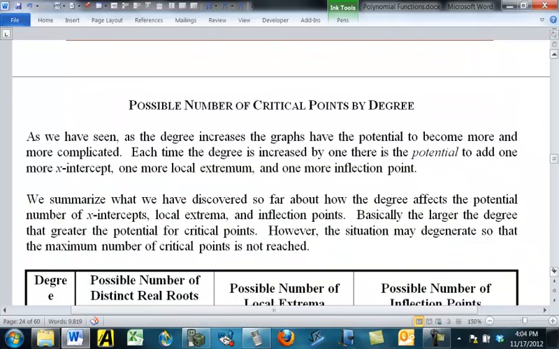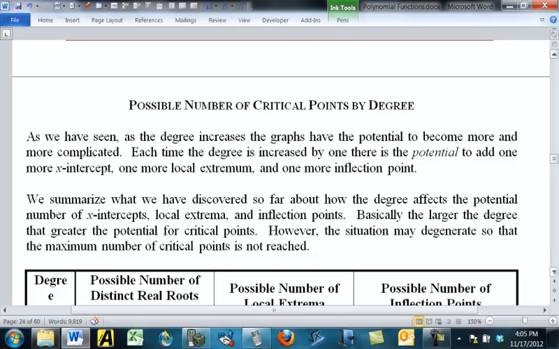So every time the degree increases by 1, the graphs have the potential to become more complicated, but they don't have to be. I mean, x to the 17th power is really not any more complicated than x to the 3rd power. Y equals x to the 17th, y equals x to the 3rd, they look pretty much the same. But in general, a 17th degree polynomial could have a lot more interesting stuff going on than, say, a 3rd degree polynomial. So every time 1 is added to the degree, there's a potential to add 1 more x-intercept, 1 more extremum, 1 more inflection point.